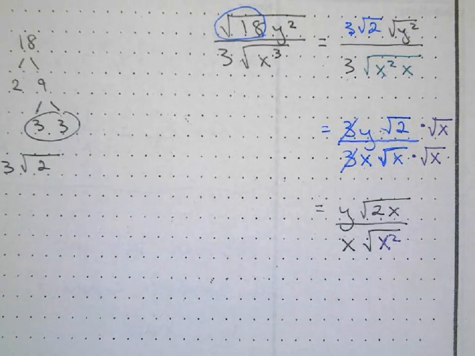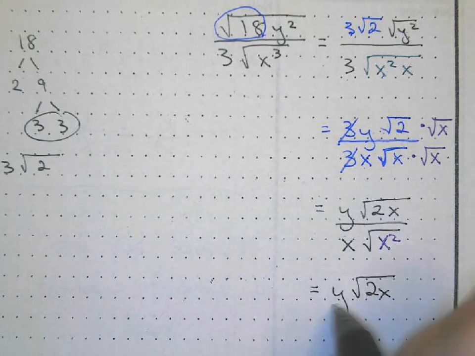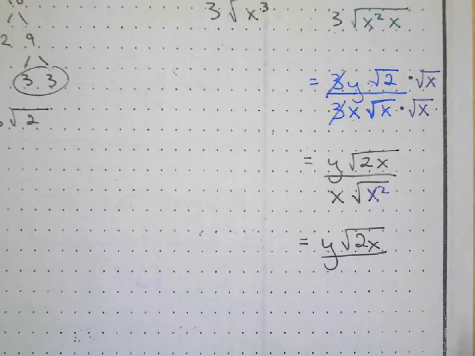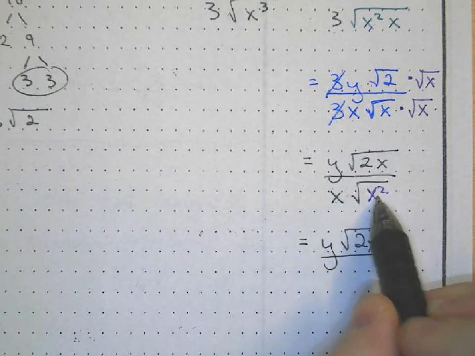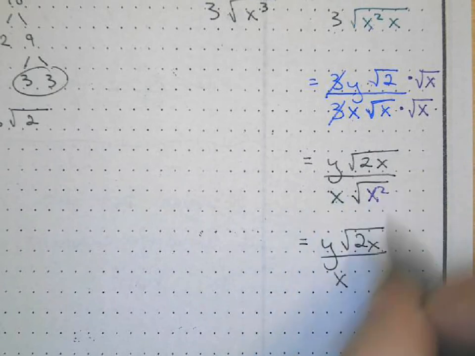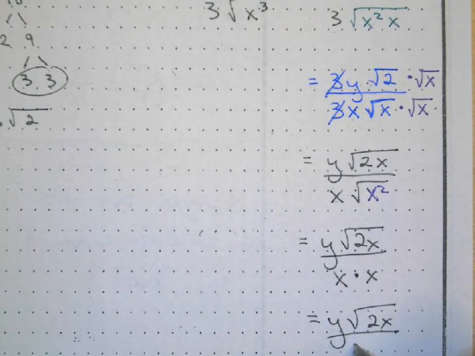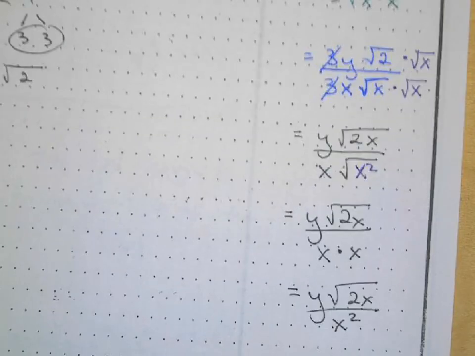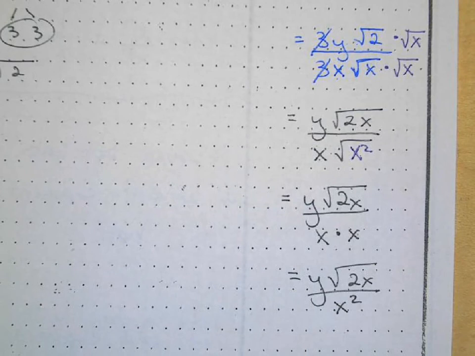One last bit of simplifying and we'll be done. So just about everything stays the same. So I'm going to have y root 2x over, this is going to be x times x, because I have my x on the outside, and then the square root of x squared is x. And then one last step to clean everything up, like so. So I just did my x times x is x squared.